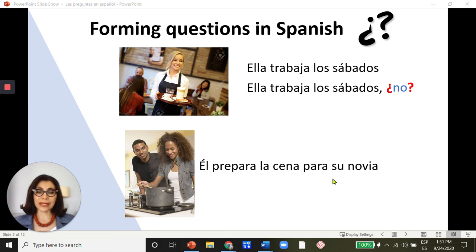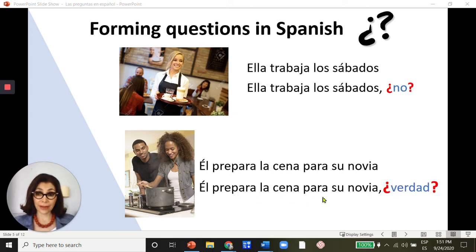Él prepara la cena para su novia. So how can we turn this sentence into a question? Él prepara la cena para su novia, ¿verdad? So these are two tag words that we can use to turn this sentence into a question. This is pretty much the same as in English when we say, she works on Saturdays, right? And also no, right? She works on Saturdays, no?